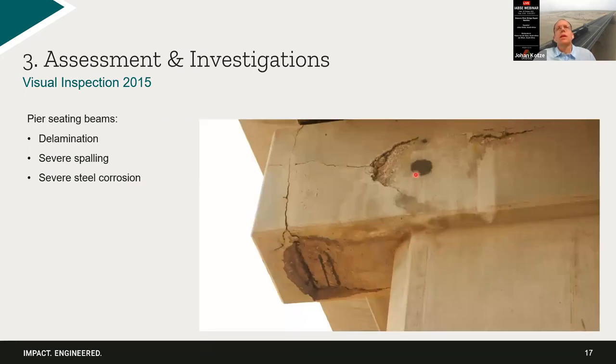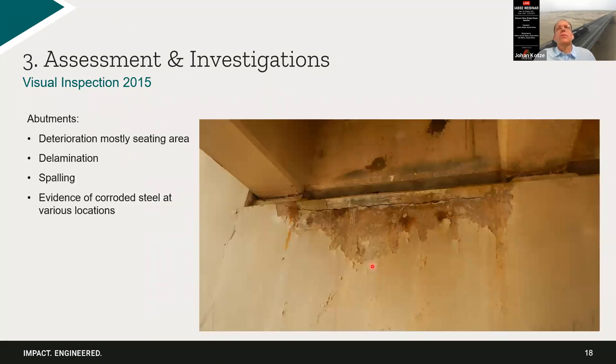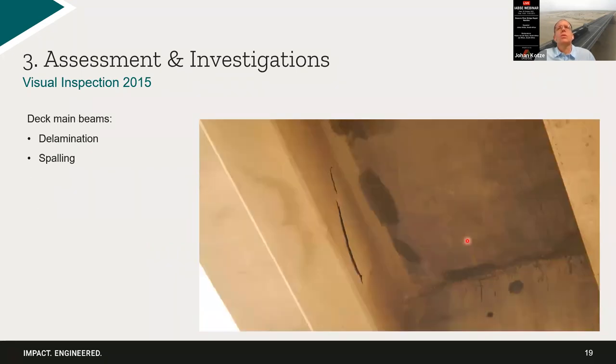This is just part of the pier head. The end beam is in this location. You can see severe spalling on the ground. There were pieces of concrete lying. This was a photo at the abutment. Again, one can see where the water is flowing, some delamination of the concrete, rust stains in these locations.